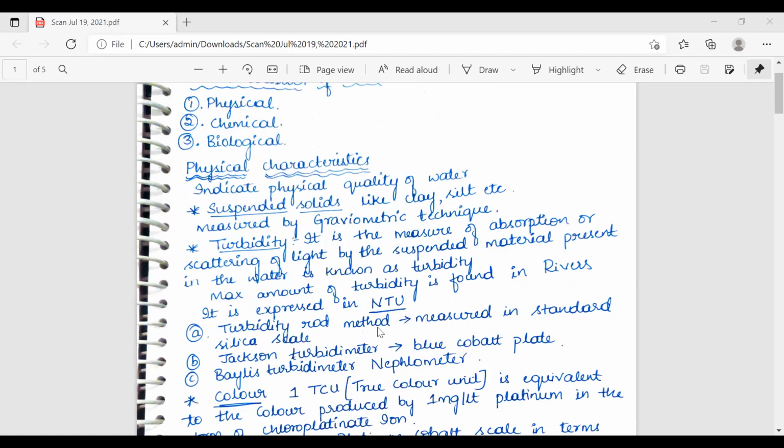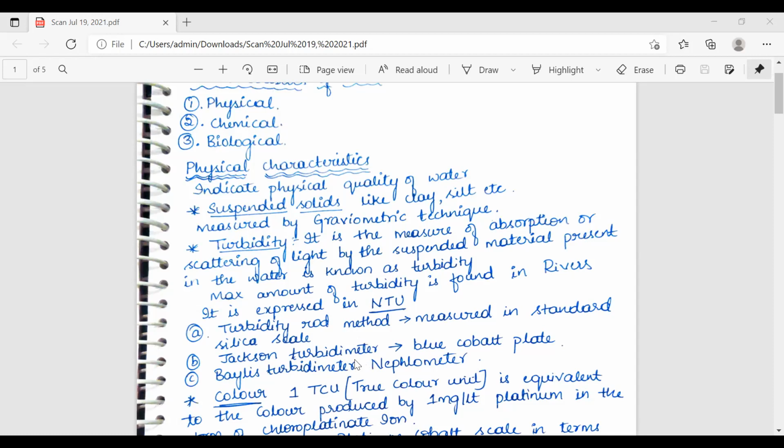In the turbidity rod method, they measure using a standard silica scale. They keep the scale inside the water, and the depth is calculated and calibrated with the standard water. As I've told you, this is the field method, and the units are parts per million. Next is the Jackson turbidimeter, where a blue cobalt scale is used.